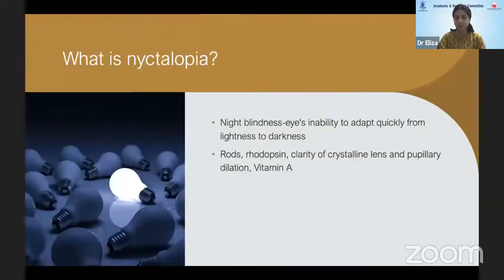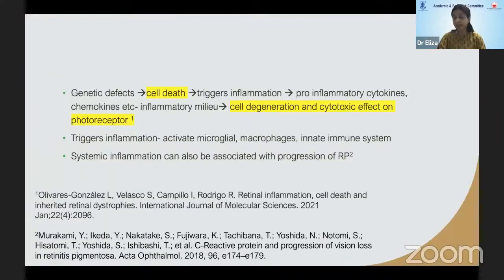So here I'm going to present nyctalopia and uveitis. Although it is infrequently encountered, it's very important to establish the diagnosis. What causes it is any kind of inflammatory or infective insult or genetic defects can lead to cell death of primary photoreceptor rods, which triggers the inflammation and causes upregulation of inflammatory cytokines and chemokines, which sets up an inflammatory milieu and causes further cell degradation and cytotoxic effect on the other photoreceptors like cones. That's how the cones get involved in the late stages.